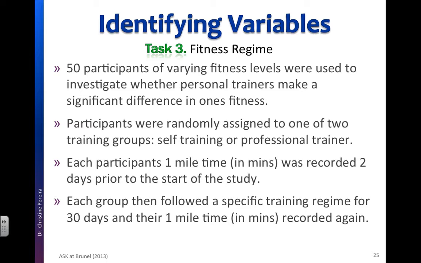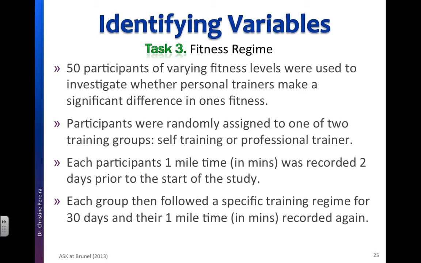The 50 participants were randomly assigned to one of two training groups. They were either self-trained or had a professional trainer. Those who self-trained had to make up a training regime, and for a professional trainer, someone else, a professional trainer, gave them a training regime.